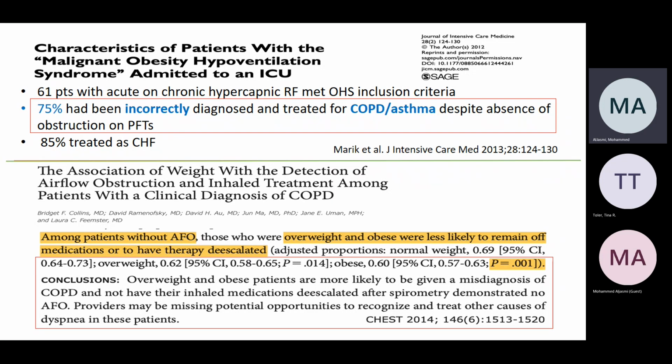Overweight and obese patients are more likely to be given a misleading diagnosis of COPD and not to have their inhaled treatment de-escalated after spirometry demonstrating no airflow obstruction. So obese patients were not only mislabeled as COPD, but they also had less chance of having the unnecessary inhaled therapy de-escalated. So this is a problem.